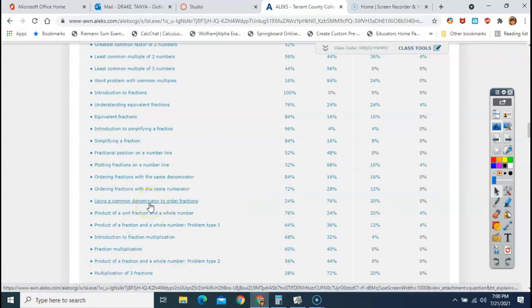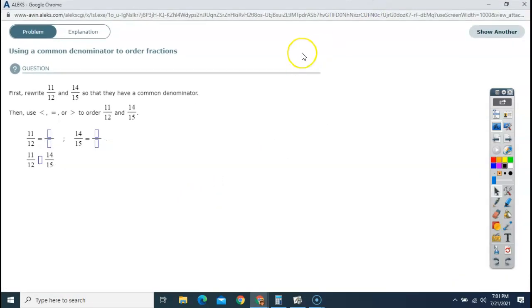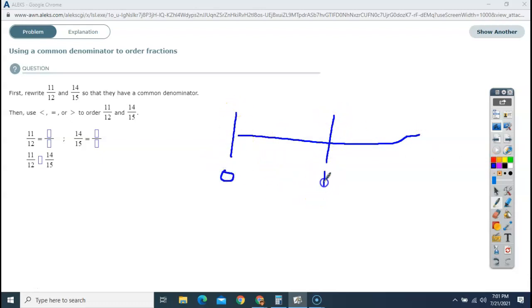Using a common denominator to order fractions. Let's take a look at that. Oh, putting fractions in order. All right. First of all, numbers from left to right are lower on the left side. Like if you're looking at a number line and this is 0 and this is 1, numbers are lower here. We go from low to high.